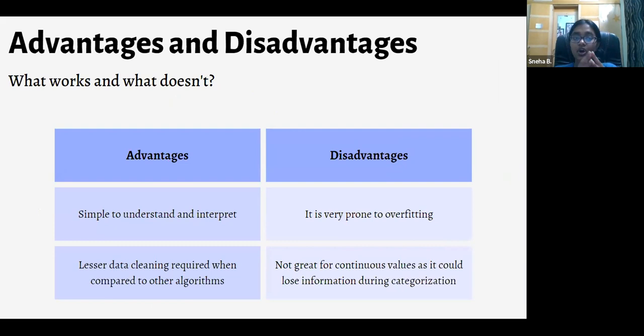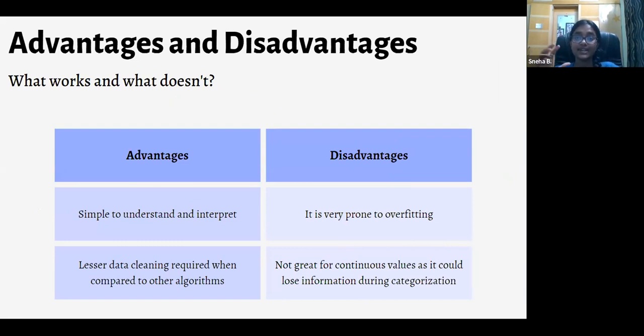So the advantage of a decision tree is that since it's just one simple tree, it's very easy to understand and interpret. Most machine learning algorithms have very messy data, so they require a lot of cleaning. But when it comes to decision trees, they don't require that much cleaning.